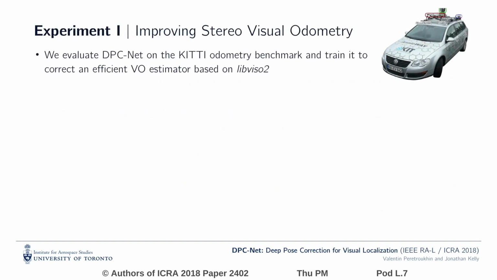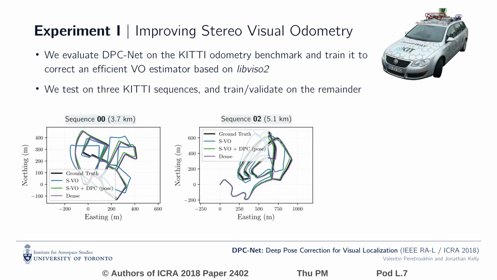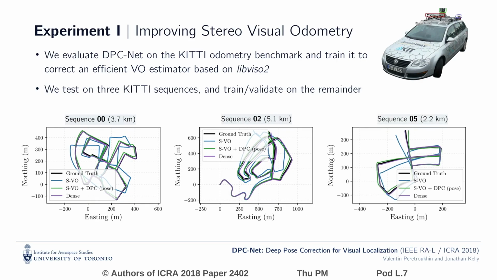We evaluate DPC-Net on the KITTI odometry benchmark. We choose to correct an efficient frame-to-frame stereo-visual odometry pipeline based on LibViso2. Here, you can see the resulting top-down plots for three selected test sequences of our uncorrected and corrected localizations compared to a modern, dense-direct, keyframe-based VO algorithm.